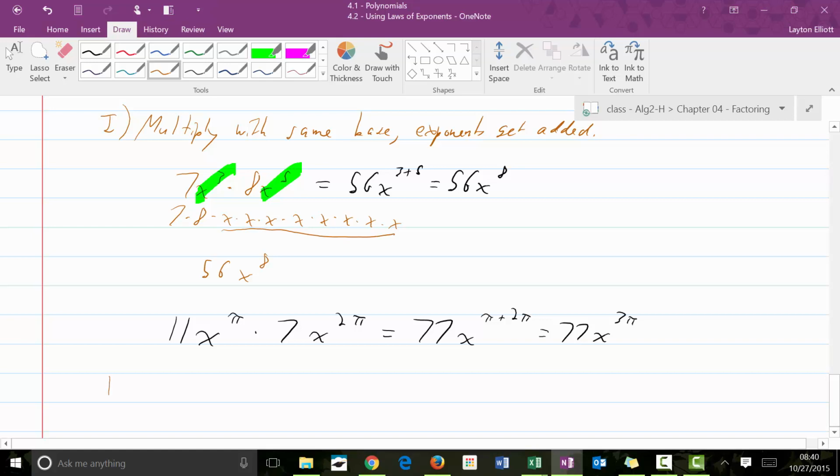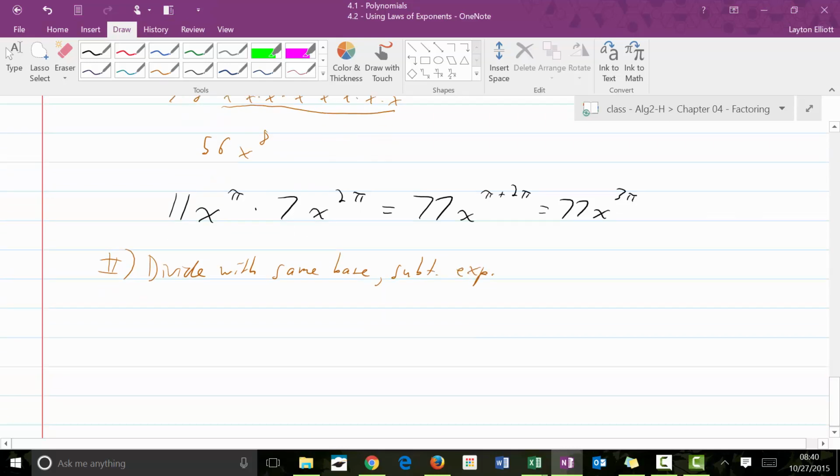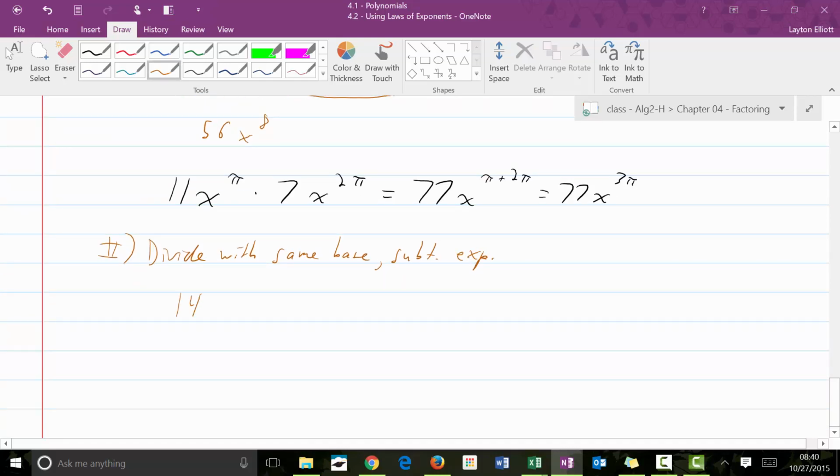Rule 2 is really just rule 1 in reverse. In some ways I've considered making it the same rule, but we keep them separate because we still think about multiplication and division as opposite operations rather than just opposite sides of the same coin. Divide with the same base means that you subtract the exponent. We've actually dealt with this probably just as much as the previous one.